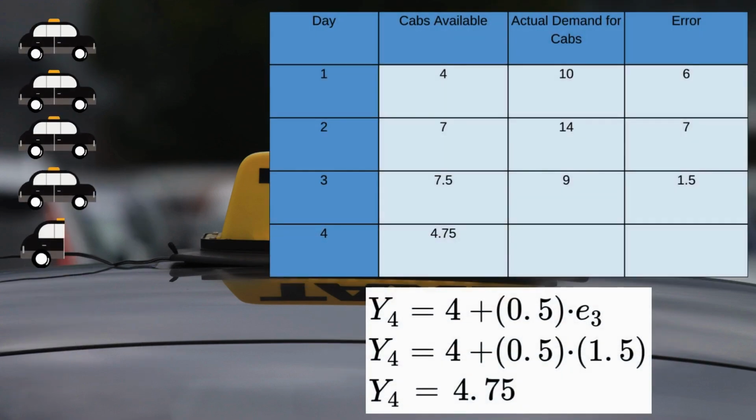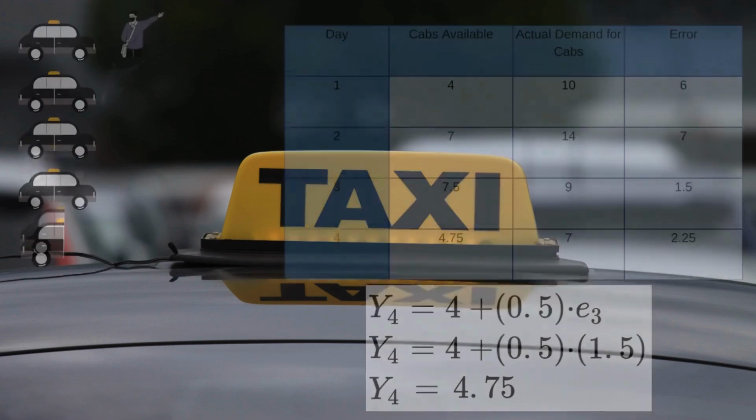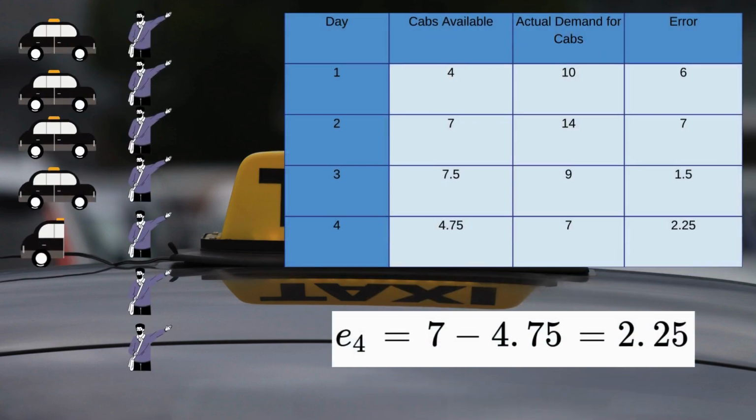The number of cabs supplied on day 4 is y4. Therefore, y4 is equal to 4 plus 0.5 times e3. Therefore, y4 is equal to 4 plus 0.5 times 1.5. Therefore, y4 is equal to 4.75. The actual demand for cabs on the fourth day is 7. Therefore, the error on the fourth day is e4, that is equal to 7 minus 4.75, that is equal to 2.25.